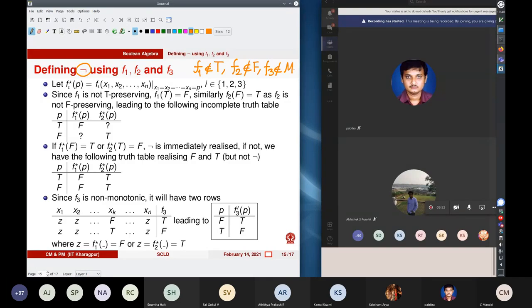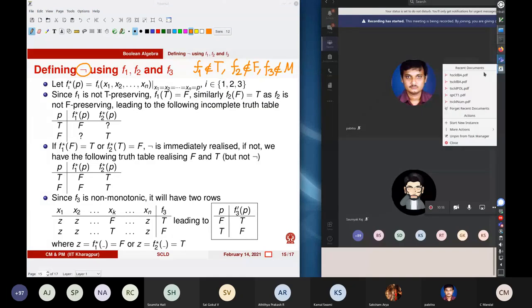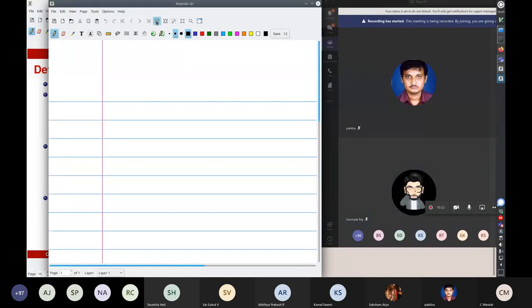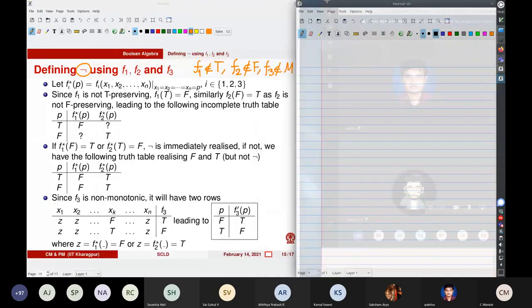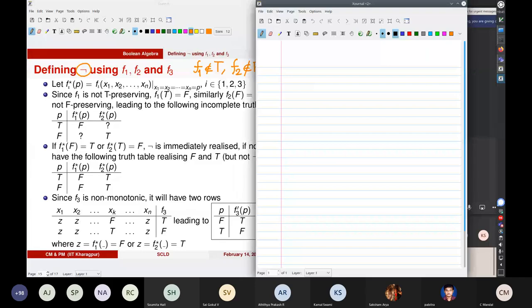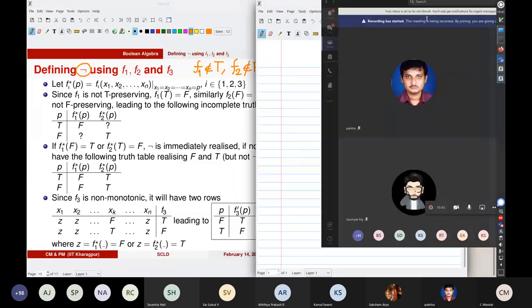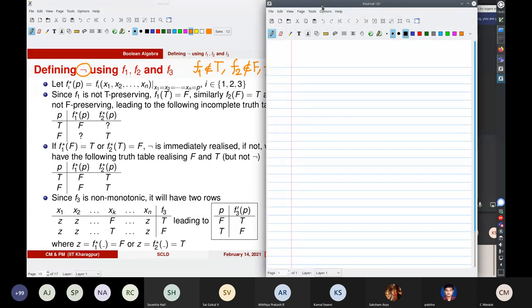All right. So let us just see. Now actually the arguments are not so difficult, but these are interesting arguments. So since F1 is not truth preserving, we know that, so F1 is not truth preserving, right?